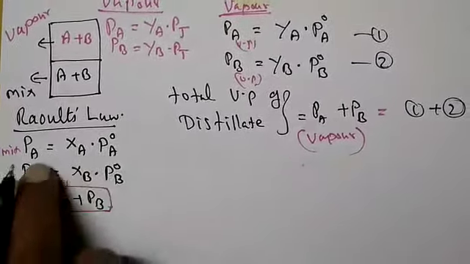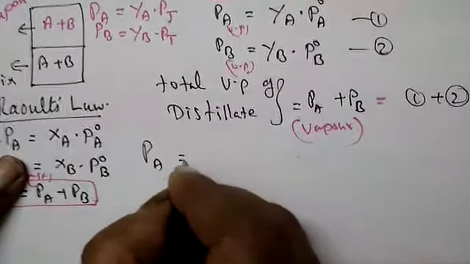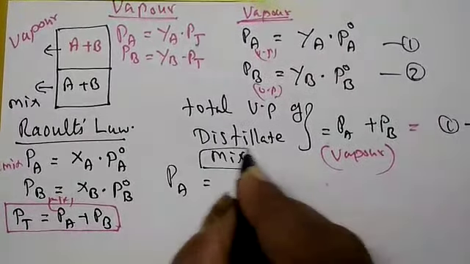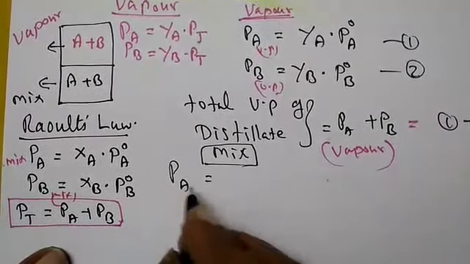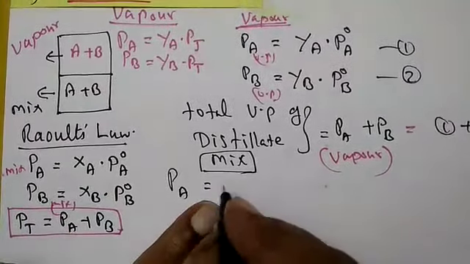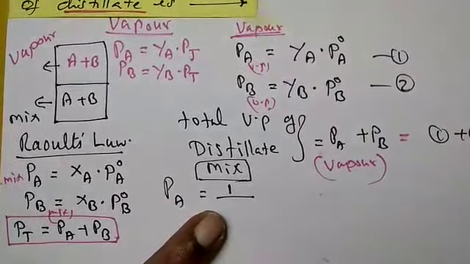The first part, what is the formula? Straight away I am going to substitute. PA is equal to, now this we are doing for the mixture. What is Raoult's law? PA is equal to XA into P naught A. What is XA? It is the individual number of moles divided by the total number of moles.